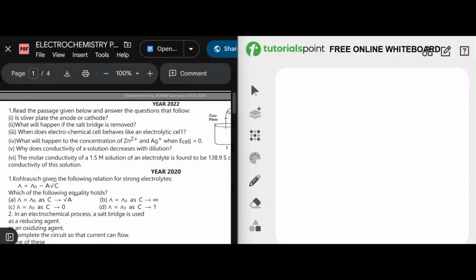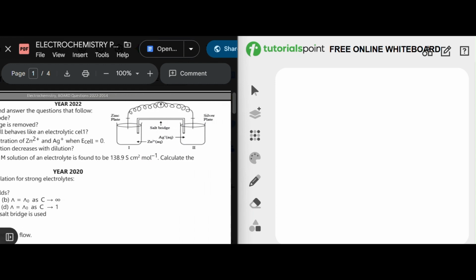Everyone. Today we will discuss some questions from electrochemistry. This is a previous year question collection, so we will discuss from this. Read the passage given below and answer the questions that follow. Here one figure is given.